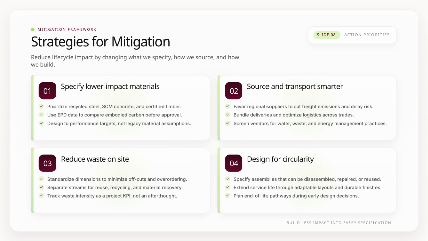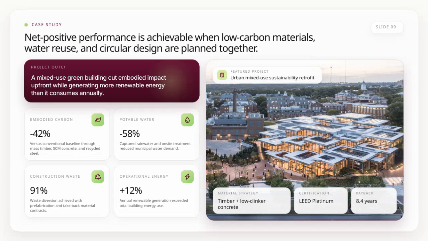In this case study, we see how net positive performance can be achieved by integrating low-carbon materials, water reuse, and circular design strategies from the very beginning. The project reduced embodied carbon by 42% compared to a conventional baseline by using mass timber, supplementary cementitious materials in concrete, and recycled steel. This shows a significant upfront reduction in environmental impact through thoughtful material choices.